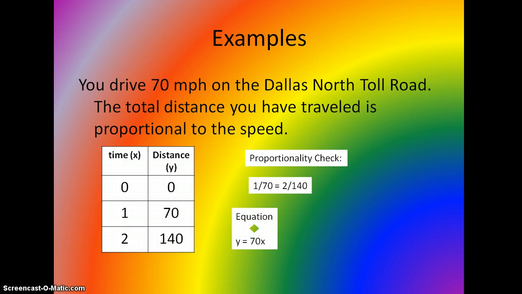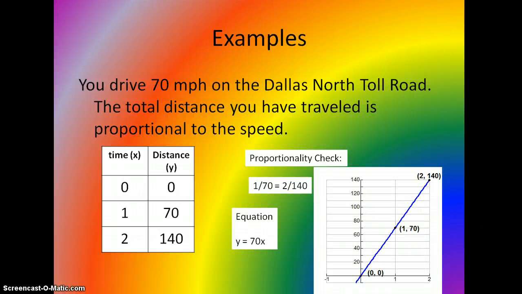Another thing we can look at is the equation of the direct variation. In this case, the equation is y equals 70x, because for each hour we drive, we travel 70 miles. And finally, we can also take a look at the graph. We just graph the 3 points, draw the line through it, and there it is. We will come back to the graph and to the equations at a later time in this lesson.